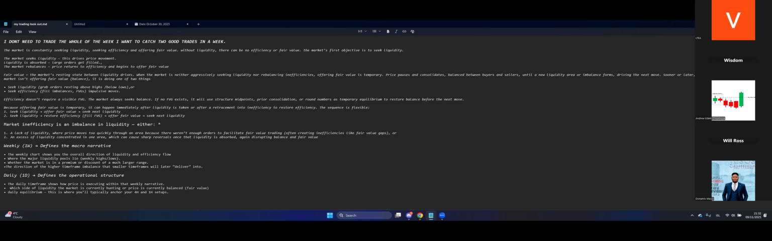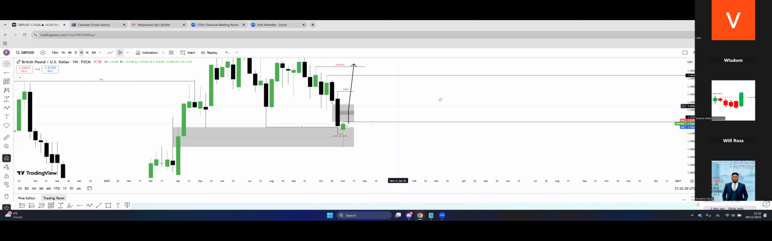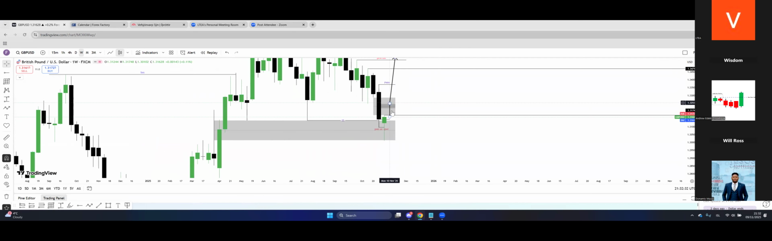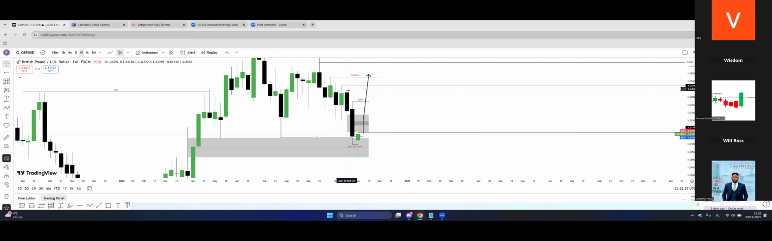So if price is not offering fair value, it is usually doing one of two things: either seeking liquidity or seeking efficiency, right? Again, we seek liquidity here. Here is inefficiency. So if we trade into this inefficiency, and it doesn't want to come down for liquidity, that means it's now seeking higher liquidity. It's all about that liquidity and balancing the market. That is the only two things.